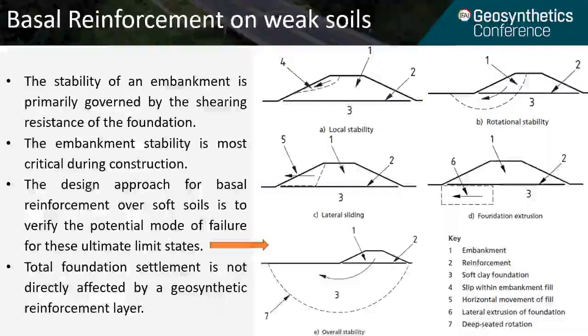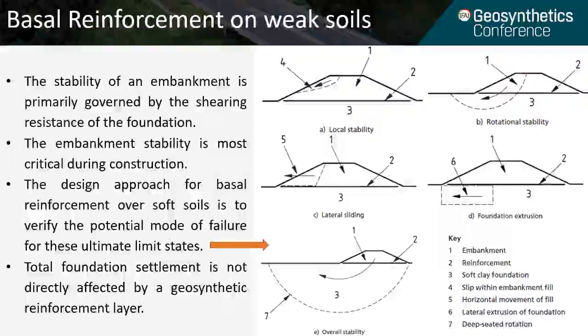And now some consideration about the first basal reinforcement, so the one over weak soils. The stability of the embankment is mainly governed by the shearing resistance and the construction of the embankment itself by the bearing capacity. So the stability of the embankment is most critical during construction and right after it, when consolidation of the soft foundation soil has not yet occurred. A geosynthetic reinforcement can be placed at the foundation level of the embankment to prevent the shear failure of the embankment and of the foundation soil.